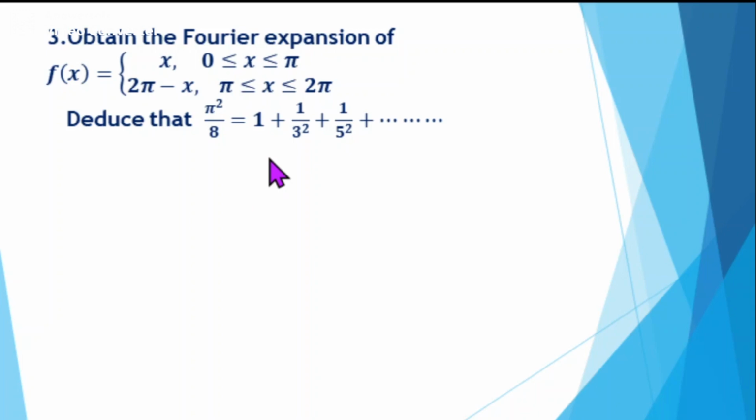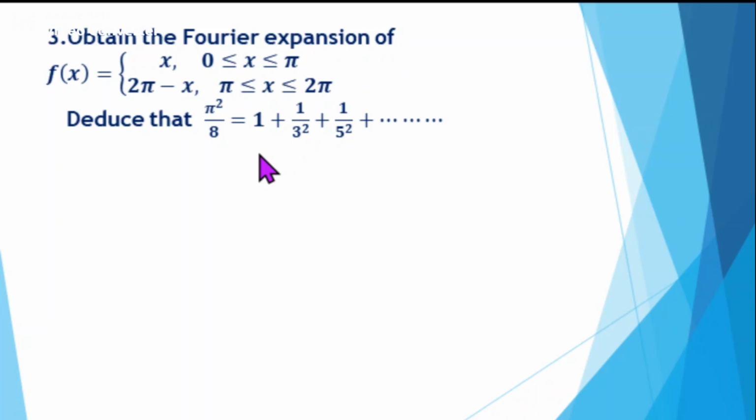Now here function is, so we will find L here. So to find L, compare the interval 0, 2 pi. Function is defined over the interval 0, 2 pi. So compare this with the standard interval 0, 2L. So we will get 2L equal to 2 pi, L equal to pi.